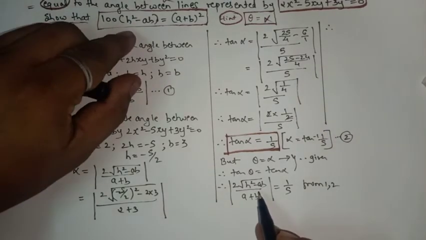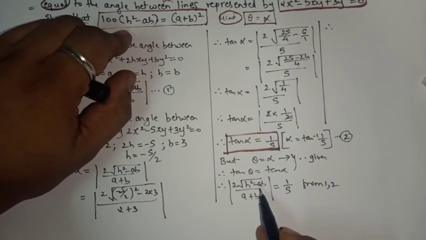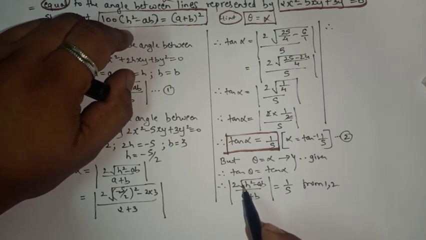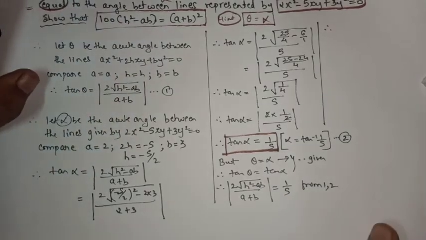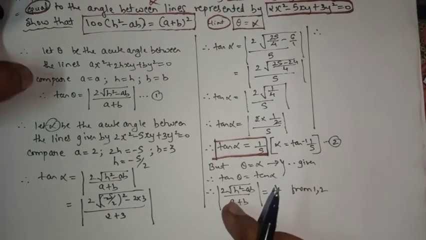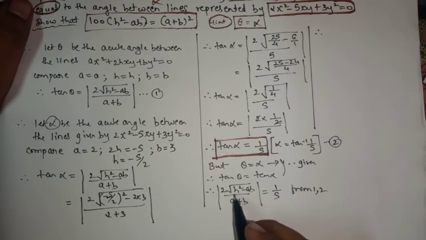As in the question, we required h square minus ab, that also without a root. So now we have to remove this root. What is the condition we will apply to remove this root? Taking square on both the side. There is only one concept to remove the root, taking square on both the side. When you take square on both the side, the square would get cancelled. You will be left with h square minus ab.